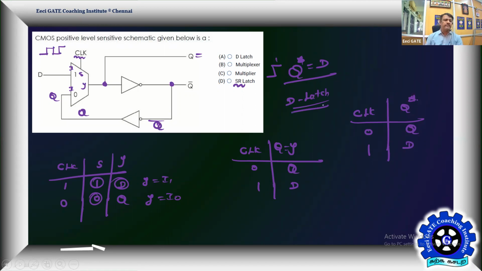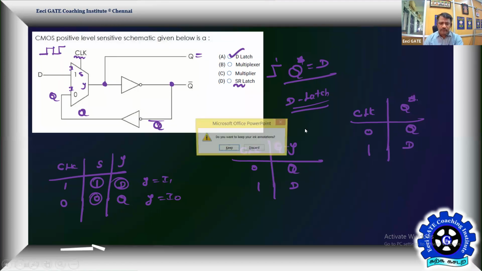That's the conclusion. The problem is very straightforward. You can also play with a simple table: clock is 0, what is your D input, then what is the output. Then you can conclude it's still a D latch. That's your answer. D latch is the answer.